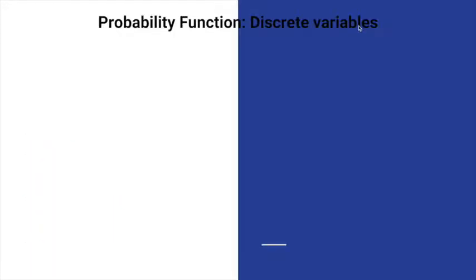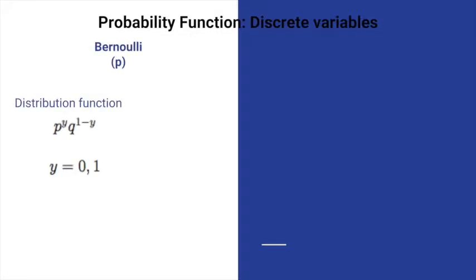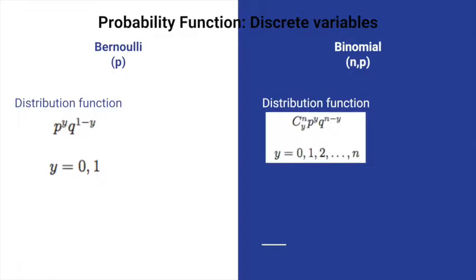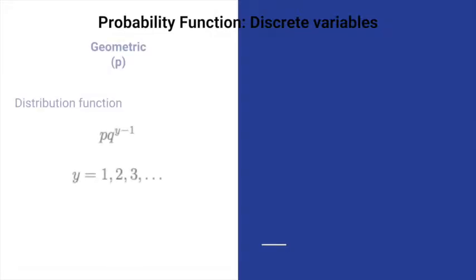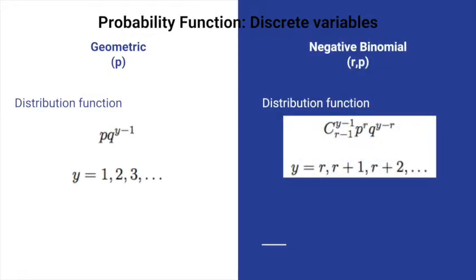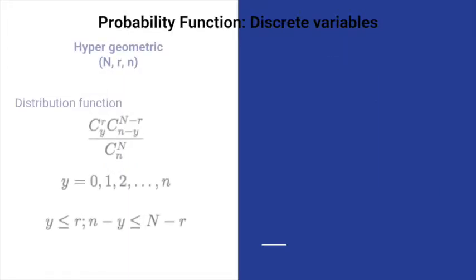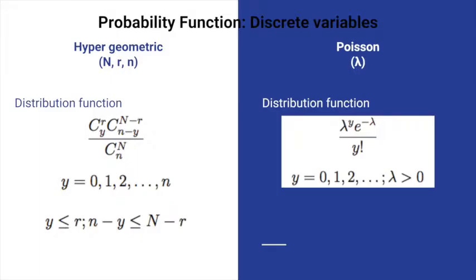Probability function, discrete variables. Here we can see the different functions for each distribution, and also that each distribution function can have between 1, 2, or 3 parameters.